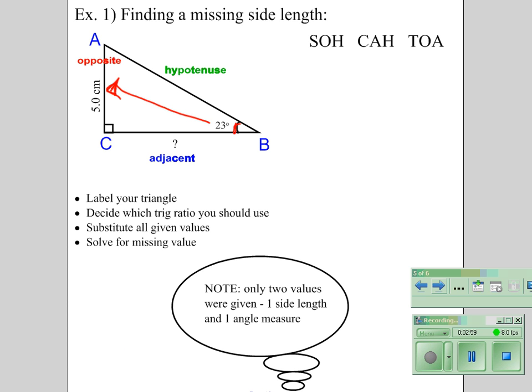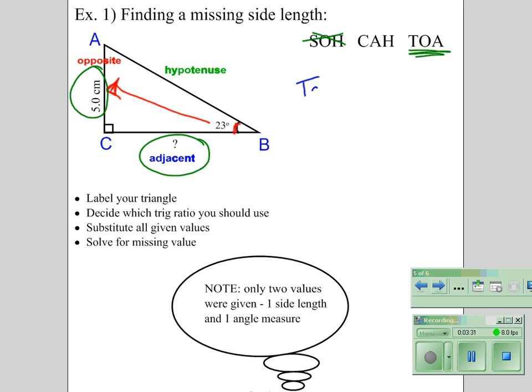So after you've labeled it, you need to look at what information you have or the information you need and decide which ratio to use. So in this question, we don't have the adjacent side, but we're looking for it. So we need to include the letter A for adjacent. So we're not going to use SOH because there's no letter H given in the problem. There's also this number, which is the opposite side value. So opposite and adjacent, that's O and A, we're looking for TOA, tan.